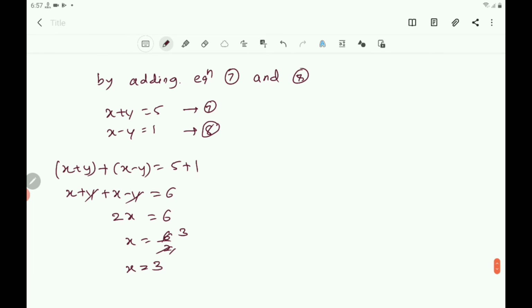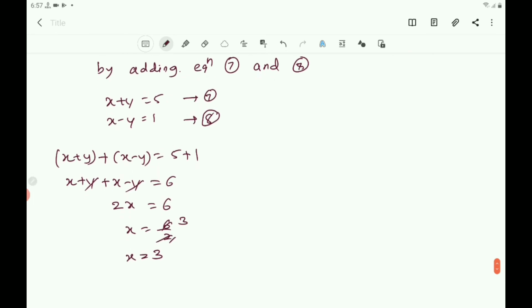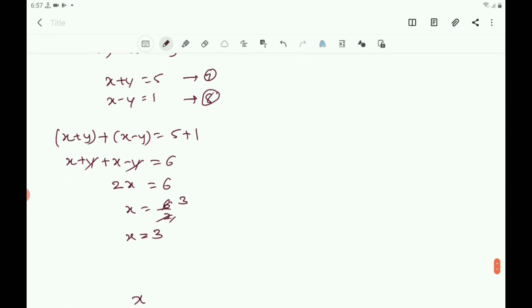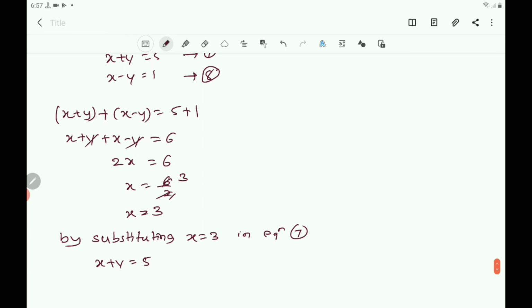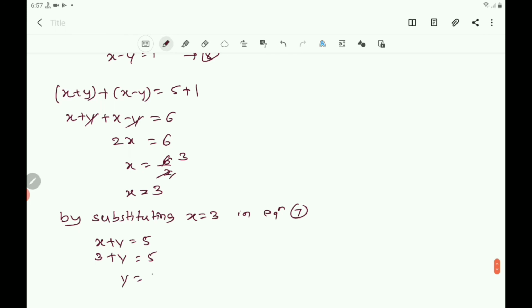Then you substitute the value of x in any one of the equations. Let us substitute x equals 3 in the 7th equation. You write the 7th equation, x plus y equals 5. Then you put the value of x, that is 3. 3 plus y equals 5. That is y equals 5 minus 3. So you get y equals 2.